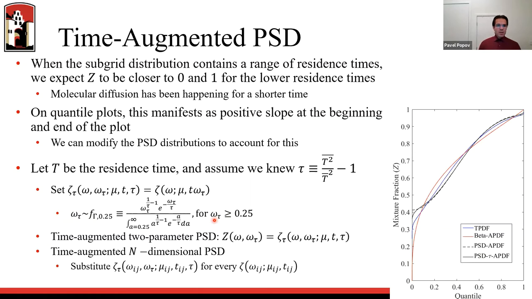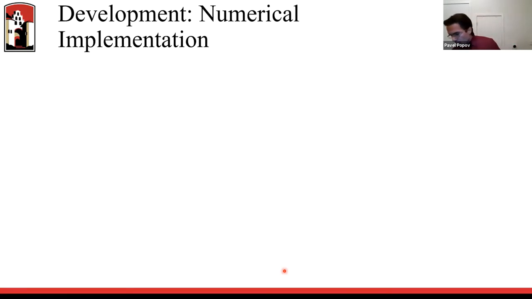Okay, then with this definition of zeta t, the time-augmented two-parameter PSD is basically, we're going to set the mixture fraction as a function of both omega and omega t, with omega varying uniformly from 0 to 1, and omega t being independent, and we set z of omega, omega t to be the zeta t function. And similarly for the n-dimensional PSD, we can just substitute zeta t of omega j with the mu ij's and the tau ij's for every zeta of omega j. Okay. So this is the new distribution.